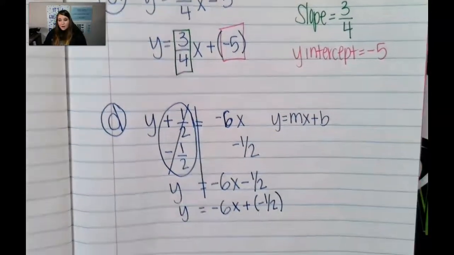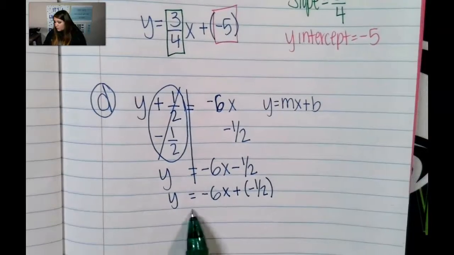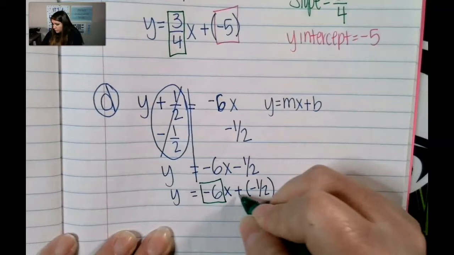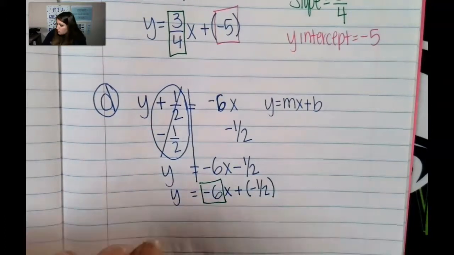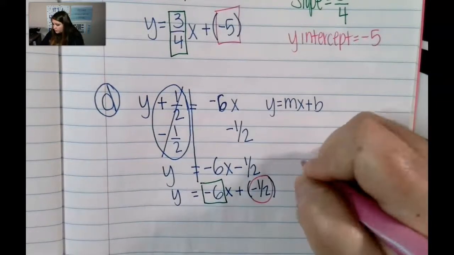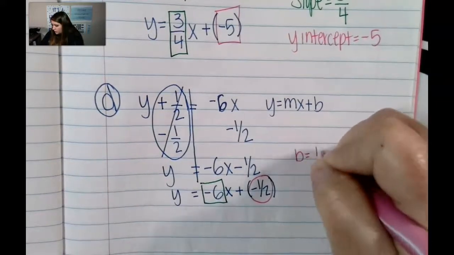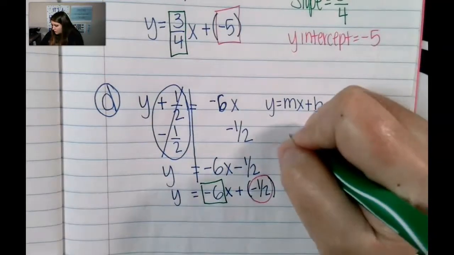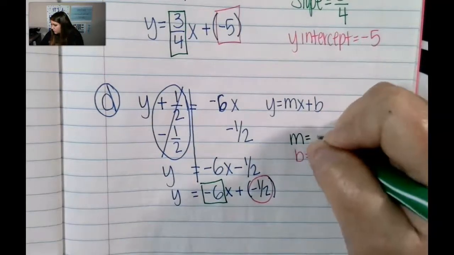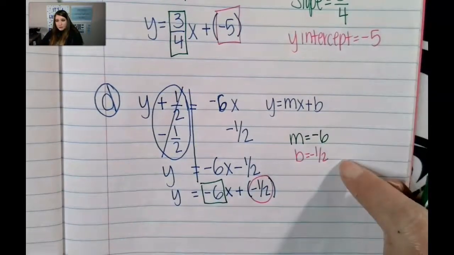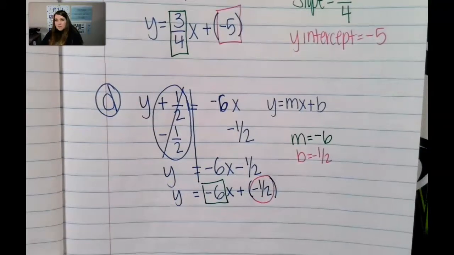Okay, so now we have the equation y equals mx plus b. Here's our m. So b is going to be -1/2. So b equals -1/2, and our m equals -6. Slope, y-intercept. Same thing, same meaning.